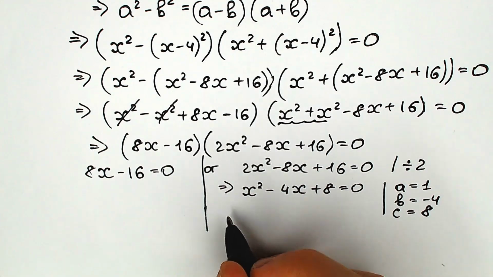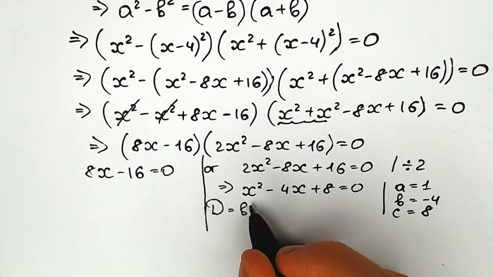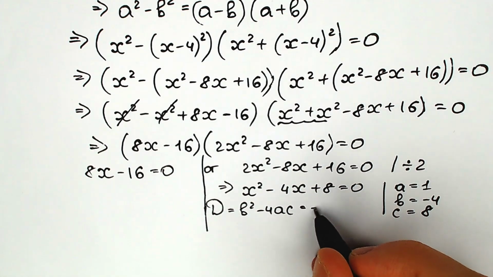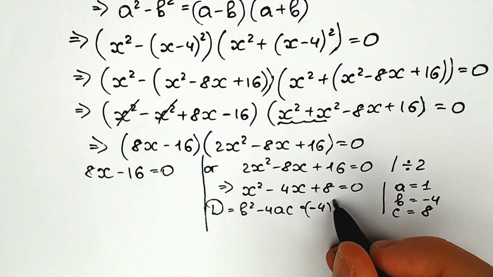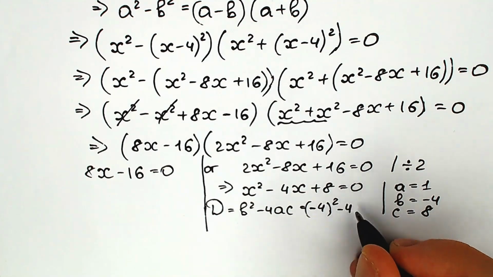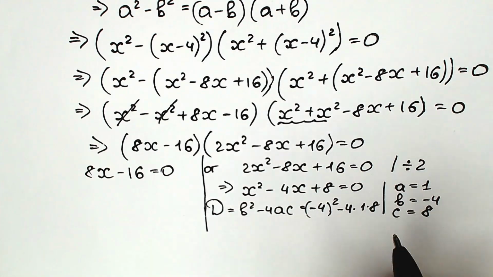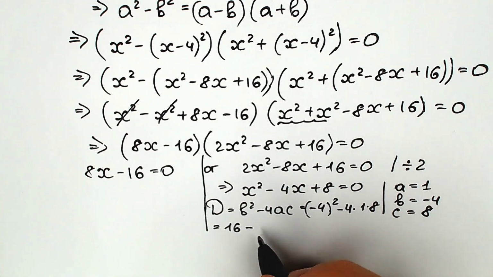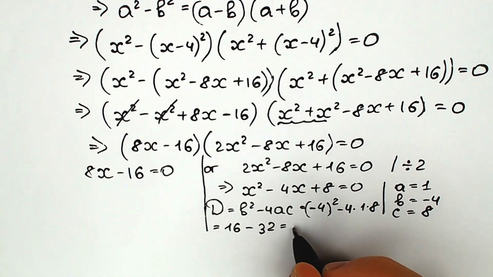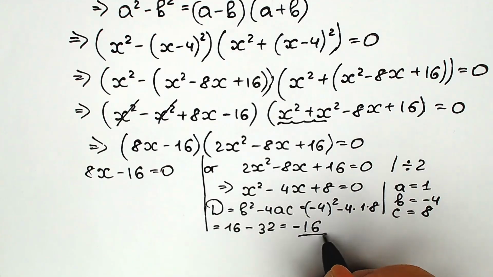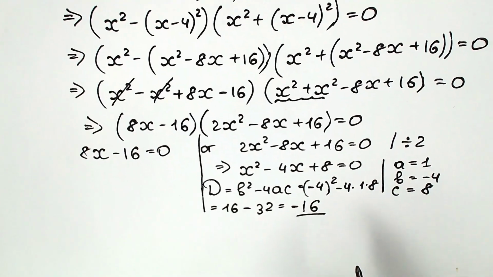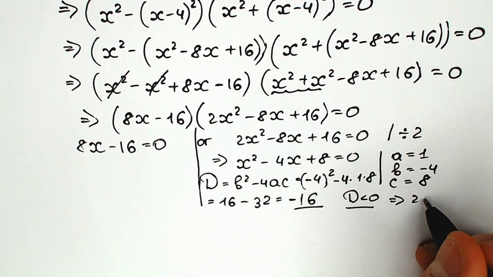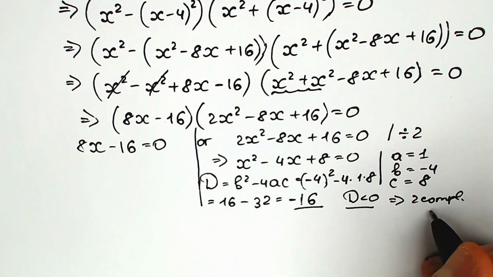First of all, we can easily find real quick our discriminant equal to b squared minus 4ac. So let's plug in first of all in the discriminant. So we have b minus 4, so we have minus 4 squared minus 4 times a times 1 and times c times 8, so our discriminant is equal to 16 minus 4 times 8, we have 32. So our discriminant is equal to minus 16. So it means that in this second case, we have complex roots because the discriminant is less than 0. So from here it means that we have two complex roots.